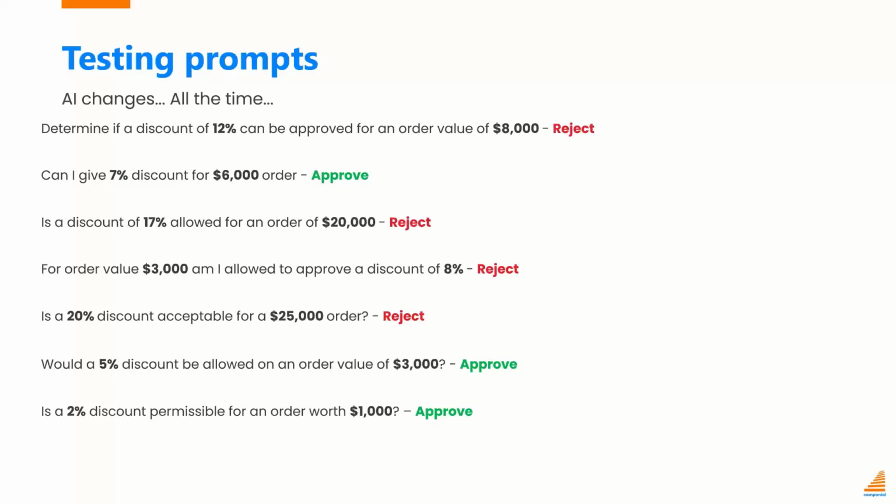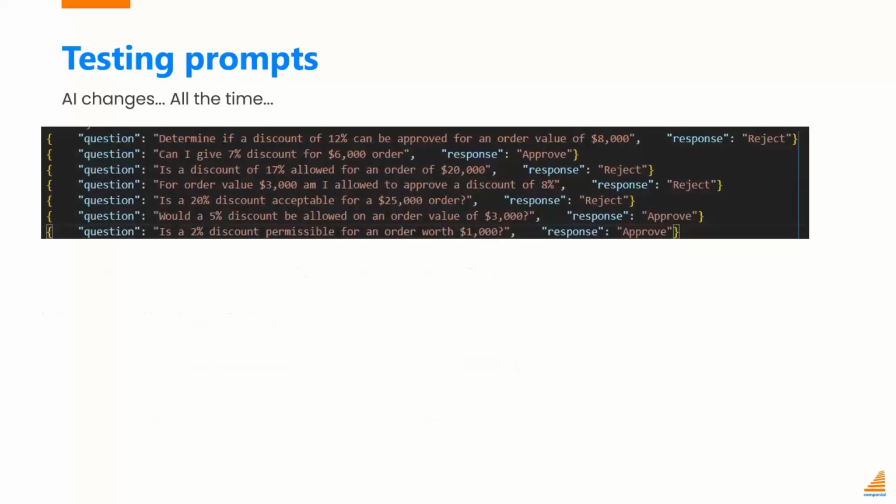And I wouldn't only change the numbers, I would also change the wordings. Determine if a discount. Can I give? Is a discount? For order value. Would a discount? And you can use AI to generate even more cases like these. And once you have more test cases, if you want to be a friend to your developers, you would package all of these into a JSON file where you would have one property called question. What would be the proposed input? What would be an example of an input? And what is the expected response for such an input?